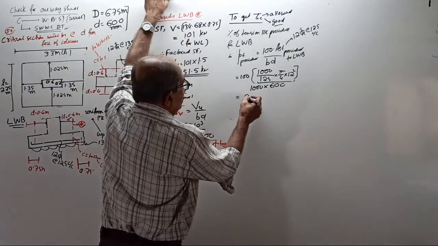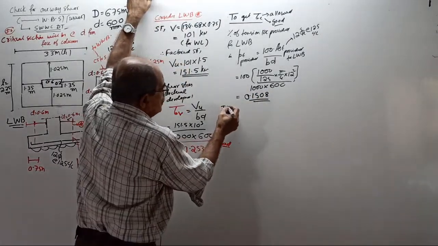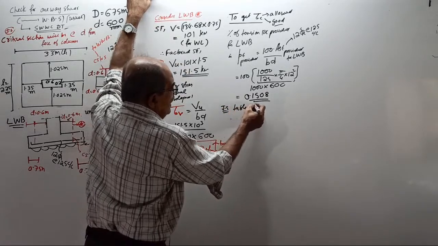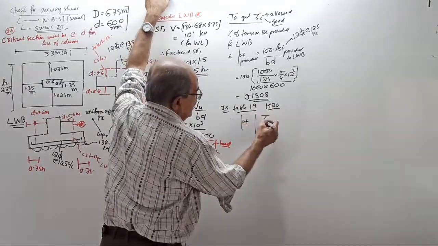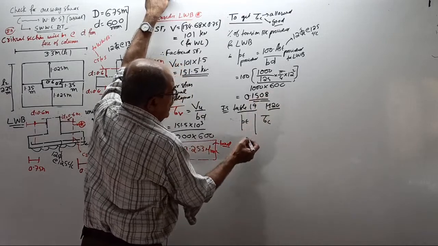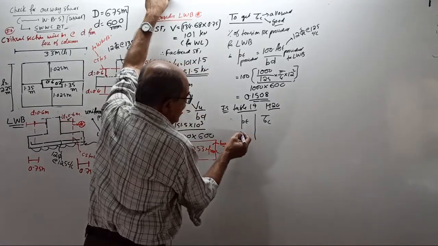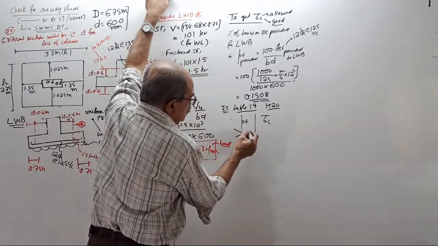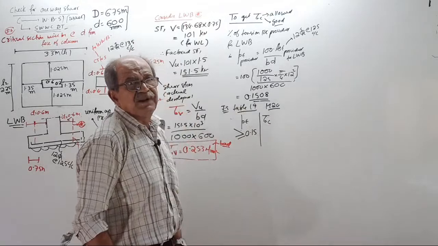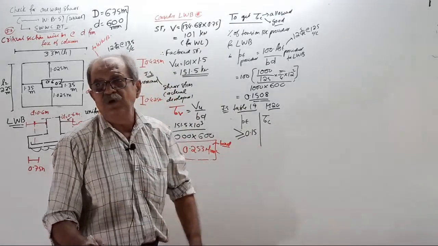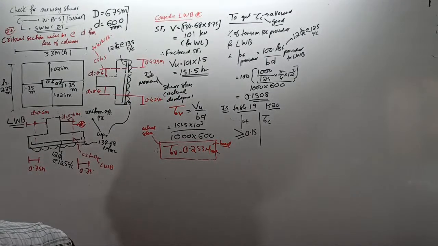0.1508. Okay. 0.1508. No unit. Okay, now start. From IS code, table number 19 for M20 concrete, PT and tau C. For 0.1508, it lies between 0.15. Actually, they told what? They told if the percentage is less than or equal to 0.15, tau C, how much? Tell me. For M20 concrete, PT either 0.15 or lesser.